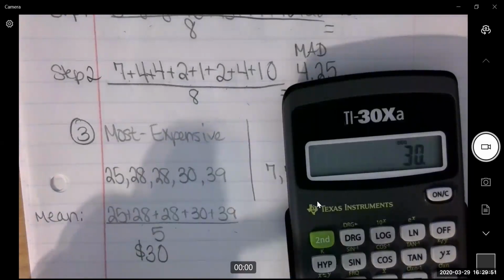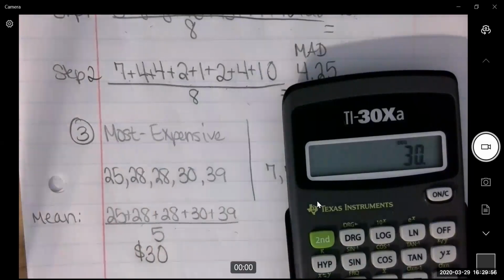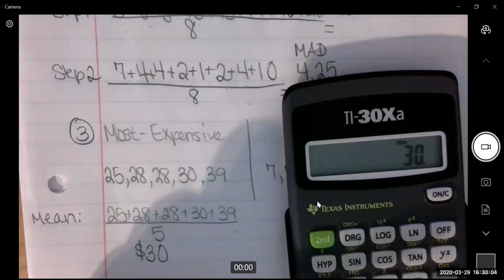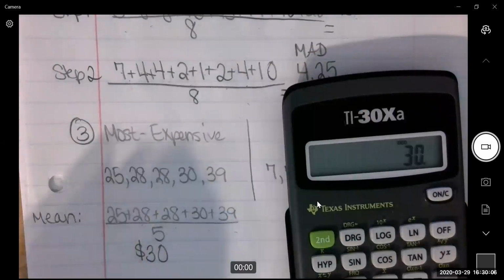The median, well, there's 5 pieces of data, so it's going to be an odd number. So there's only going to be one left in the middle. So we're just going to work our way in. So the median price is 28.